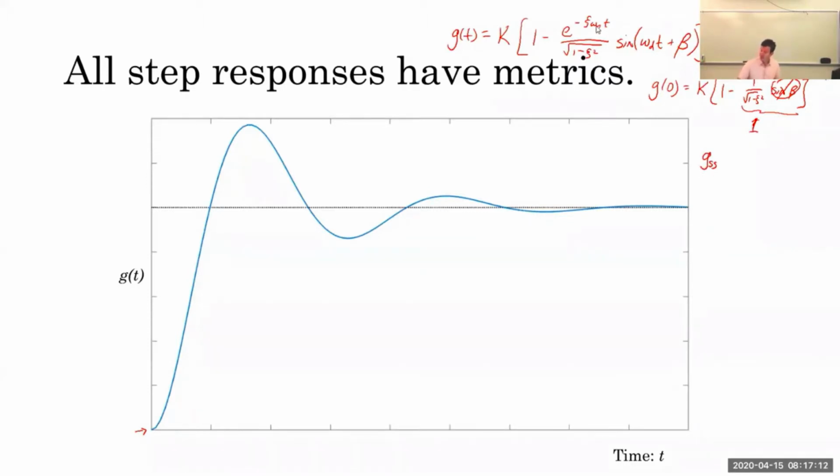Well, the exponential will go to 0. So I think g in steady state is just k. All right.